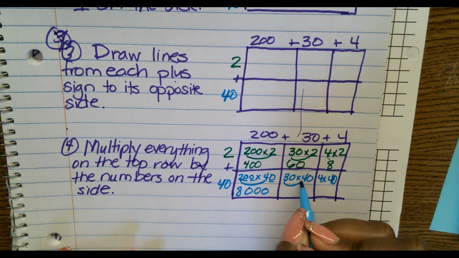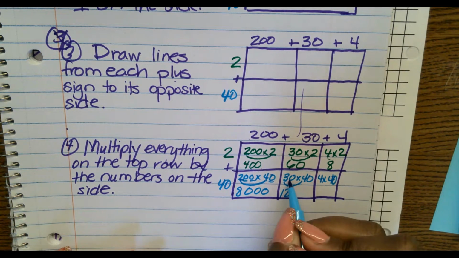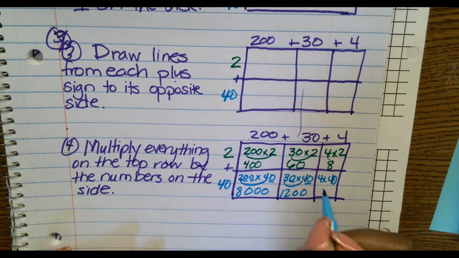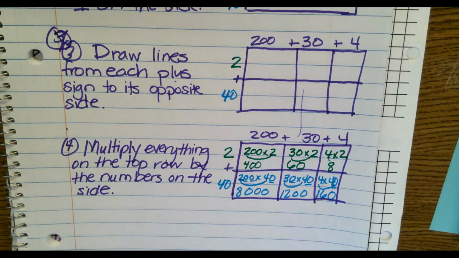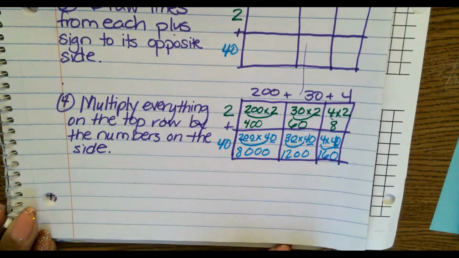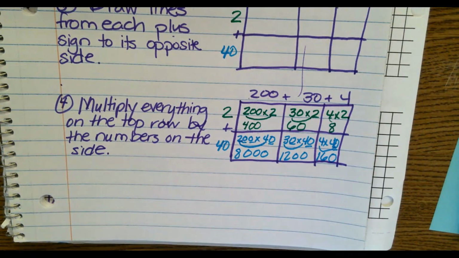3 times 4 is 12. Count these zeros, write the zeros. 4 times 4 is 16. Count the 0, write the 0. And before I go on with step 5, and y'all know what step 5 is, we got to add all this stuff up like we did yesterday. I'm going to go back and check my partial products and make sure I have them right.